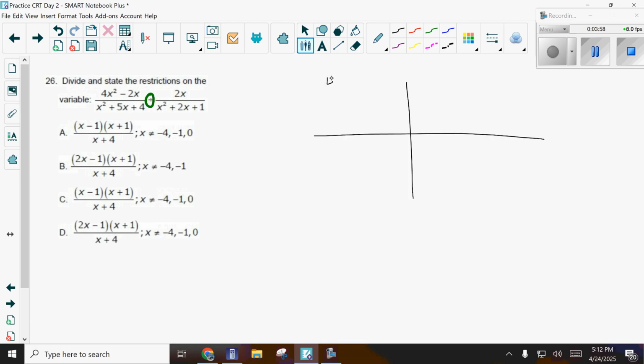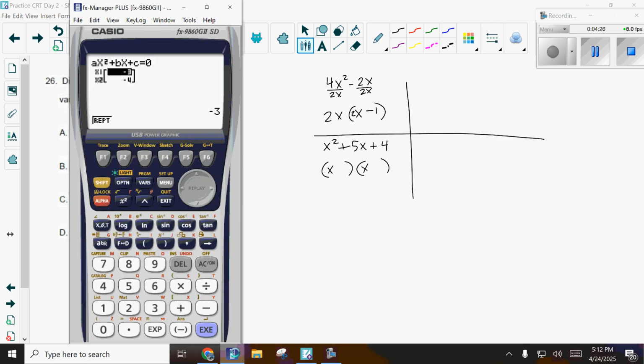So the first one is 4x squared minus 2x. You're going to take out the GCF here. It looks like it's going to be 2 and x. So I'll have a 2x in the front, and then I'll have 2x minus 1 in here. The one at the bottom is going to go x squared plus 5x plus 4. That can go into the calculator, into our solver. So I'll hit exit. It's 1, 5, and 4.